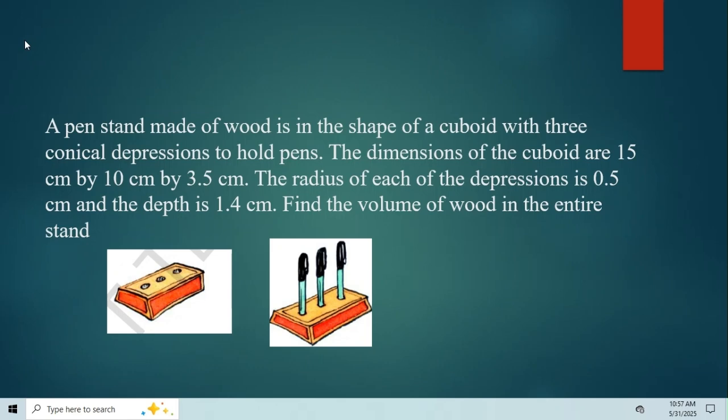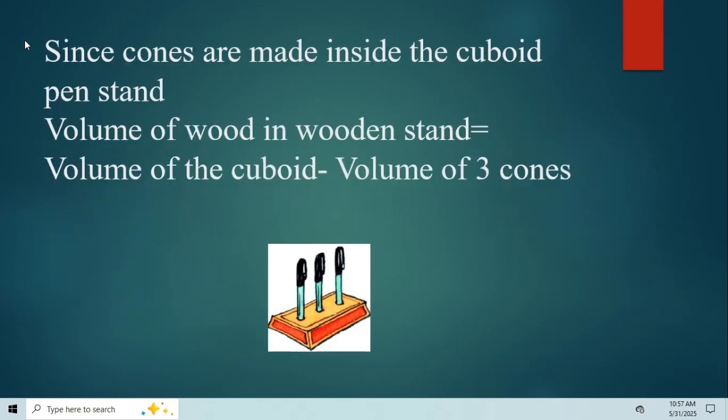Here three conical shaped holes are there and the entire stand is in the form of a cuboid. These two points we need to keep in mind. Since the cones are made inside the cuboid pen stand, the volume of the wood in the wooden stand will be equal to the volume of the cuboid minus the volume of three cones. To find the volume of the wood, we need to find the total volume of the cuboid, and from that subtract the volume of three cones, because we have three depressions to hold the pens. Those depressions are in the form of a conical shape.